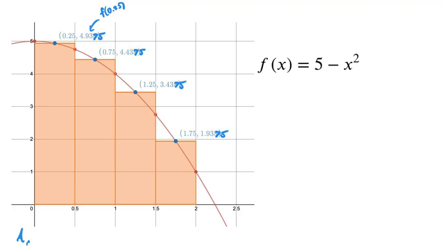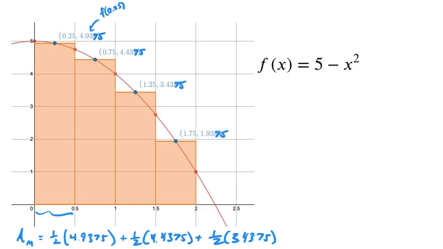So when I calculate the area of these middle sums, I use A sub m. I'm going to calculate the same, the base, right? My base is still 1/2, times my height, which is 4.9375. The next one, my base, which is 1/2, times 4.4375, plus 1/2 times 3.4375. And finally, my last rectangle, 1/2 times 1.9375. I'll add those together, and I'll come up with the answer of 7.375.